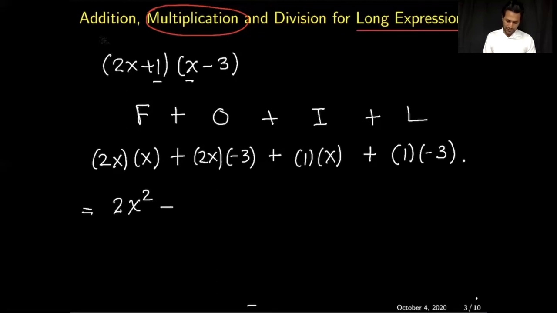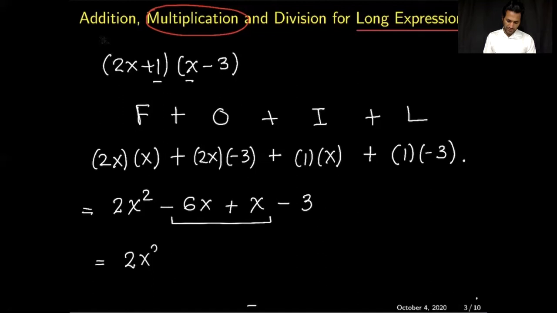This will be simply 3 multiplying 2x, which gives us 6x, and this is just 1x, and this is a constant term, which is negative 3. So as you can see, these terms can be grouped together because they have the same exponent. So I can add or subtract these two terms.